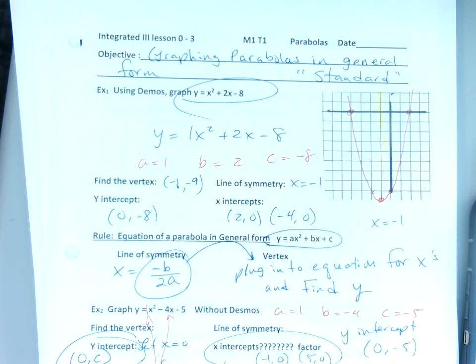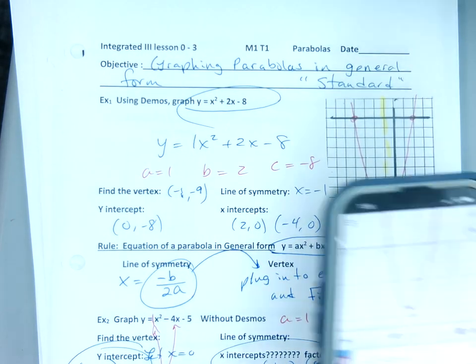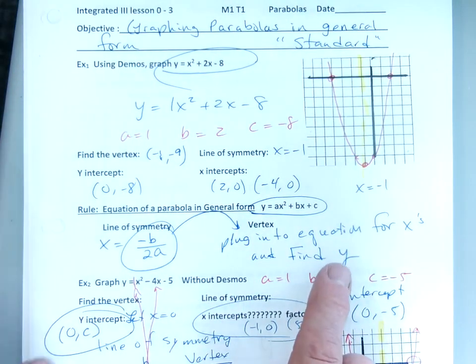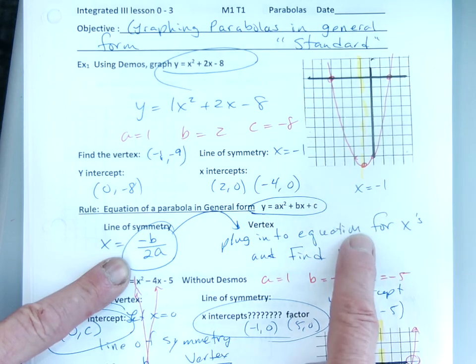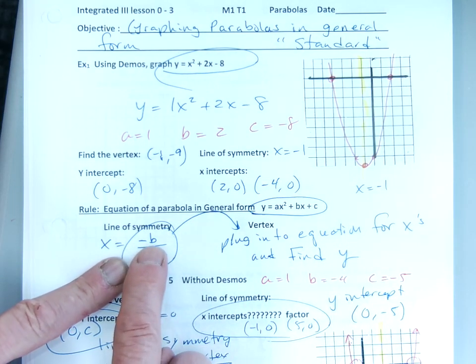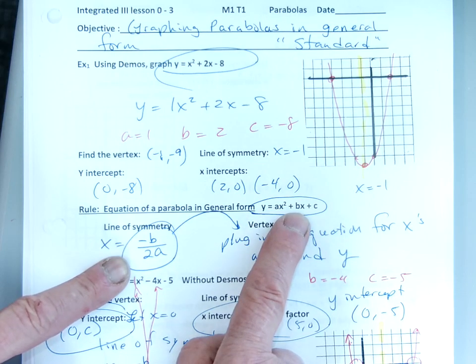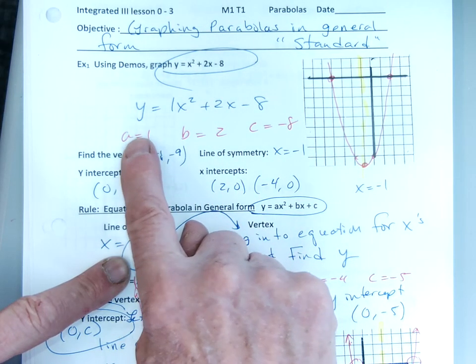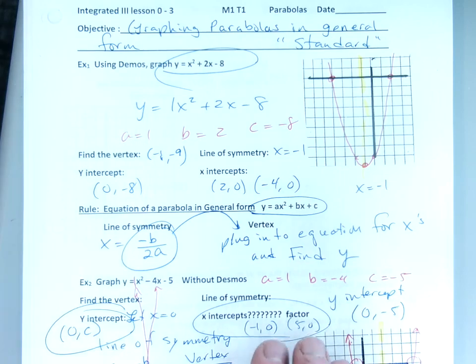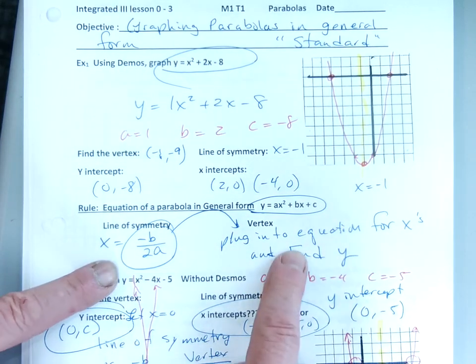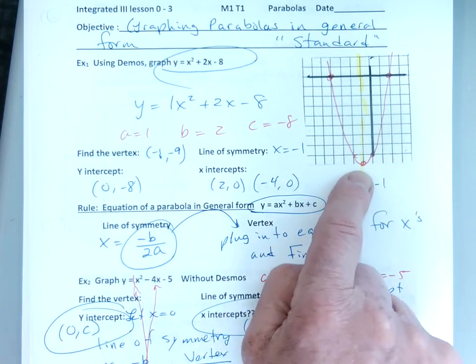Now, what if we can't use Desmos? Bummer, no Desmos. What do? Well, first of all, we can get the line of symmetry, which is this line right here, by using a formula called negative b over 2a, where a is this first number and b is the second number, okay? In this example, a is 1 and b is 2, okay? So then once we get the line of symmetry, you can plug that back in to get the y value, and we wind up getting the vertex, okay?